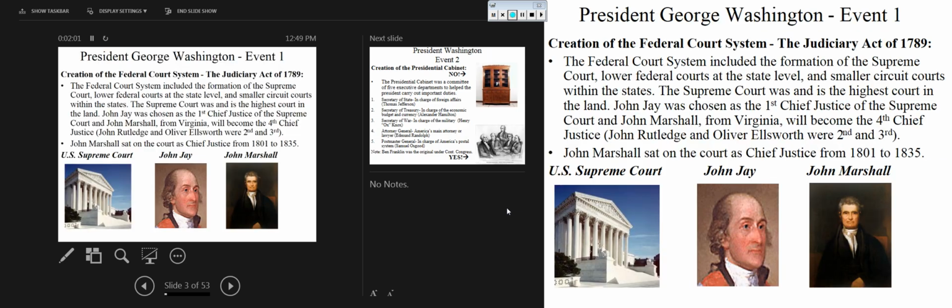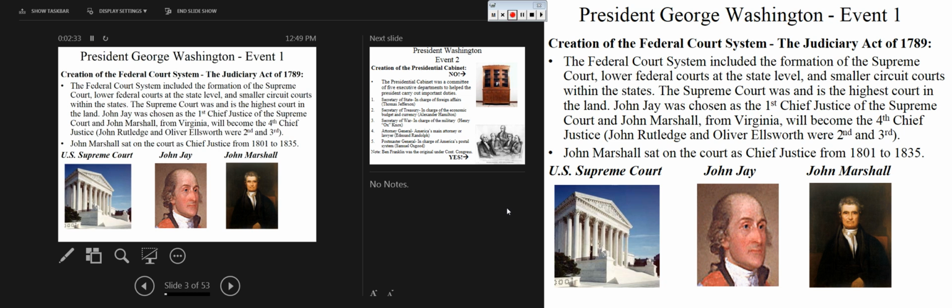and we're going to hit on some of the important events. Event number 1 would be the creation of the federal court system through the Judiciary Act of 1789. What this does is not only create a Supreme Court, which had been established through Article 3 of the Constitution, but it also creates lower federal courts. And those federal courts are going to exist in the states.